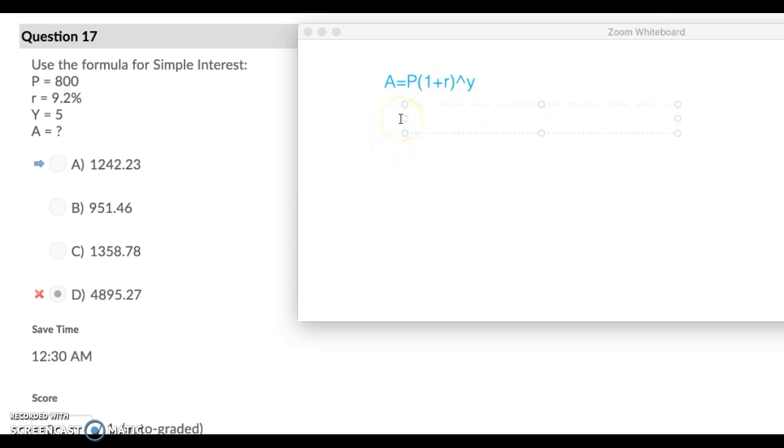So our P is 800. 1 plus our rate is 9.2, but I need to change it to a decimal, so it's going to be 0.092 because I divide by 100, so move it over 1 space, 2 spaces. And then I raise that to my years, which is 5. It should be a 1, not a Q. Sorry.